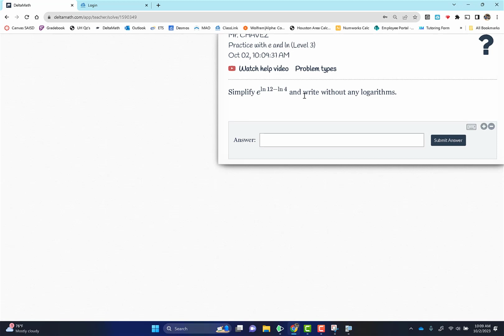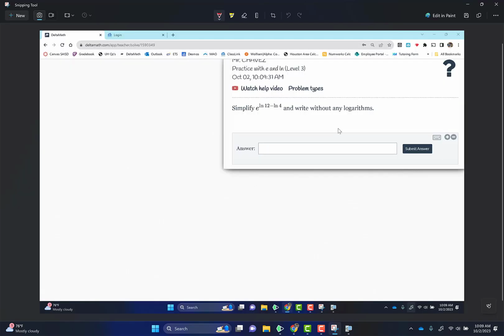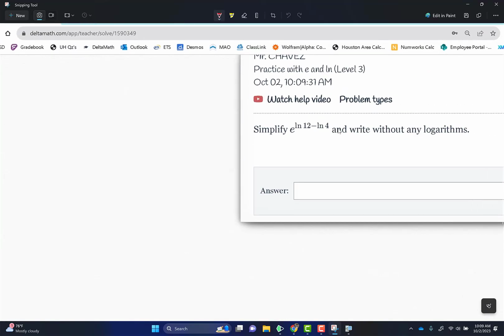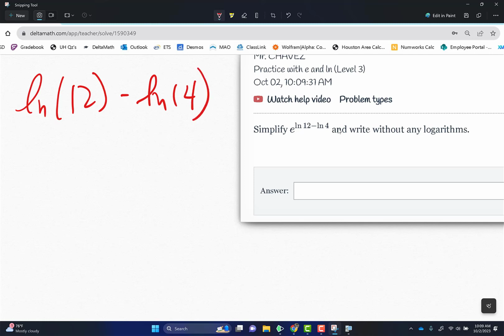Simplify e to the ln of 12 minus ln of 4 and write without any logarithms. Relax. Yeah. Look, go one at a time. So I'm just looking at the exponent, ln of 12 minus ln of 4. I'm looking at the exponent first, guys. I can do what with that? Divide. So what's 12 divided by 4? So now I have ln of 3. That's my exponent. So I have e to the ln of 3. And e and ln are going to cancel out. Just drop the 3. Drop it like it's hot.